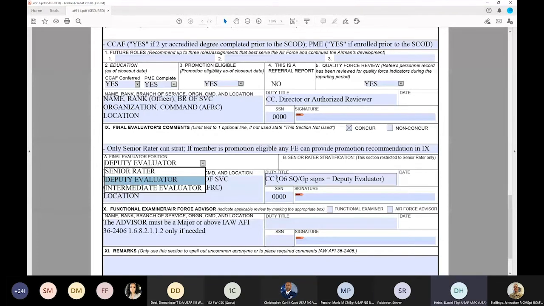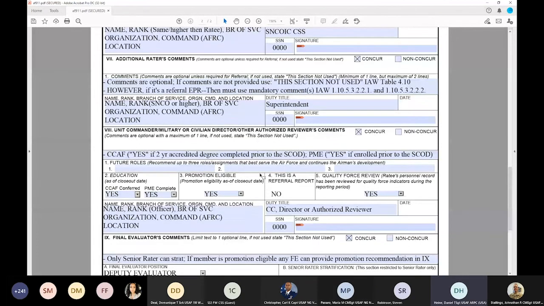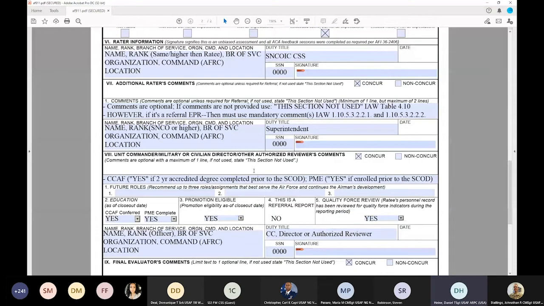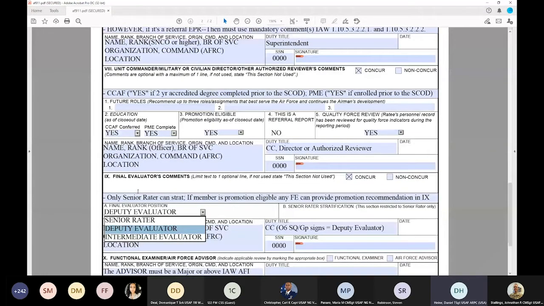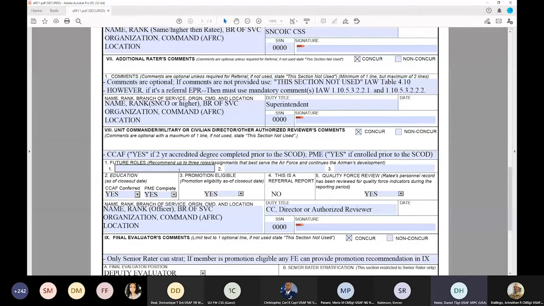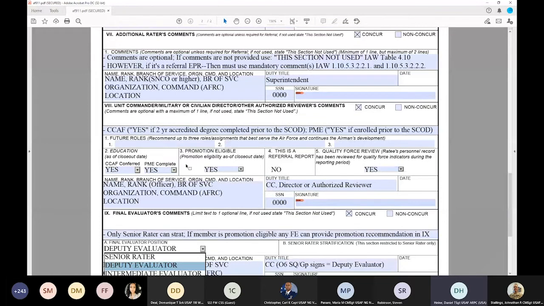To answer your first question, the only time a member can be a single evaluator on the form is if they are an 06 or higher and they meet the requirements as the unit commander and final evaluator section. If the member does not meet the requirements, so they are not an 06 or they are not a unit commander or final evaluator, they cannot sign the entire report.